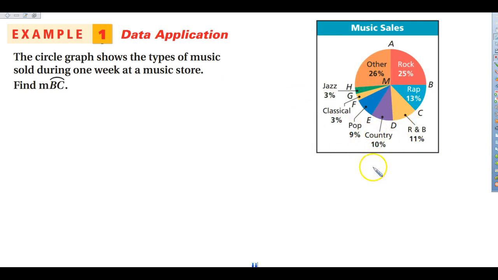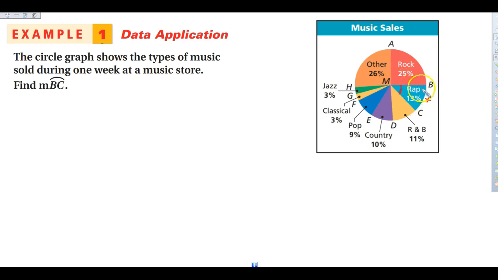We have a pie graph or a circle graph, and we're looking at music sales from a music store during 1 week. Okay, so the different genres and how much they sold. I want to find the measure of arc BC. Well, notice that that's going to be our rap category here.